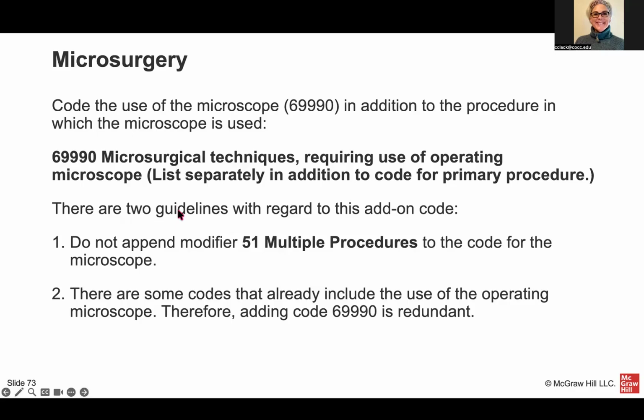Thirdly, you want to check the primary procedure code description. Some CPT codes already include the use of the operating microscope in their description. So just make sure that if you add on that 69990, you want to ask, does the primary code description already include the microscope? If it doesn't, you can add it. If it does, do not add it, and do not add a modifier 51.